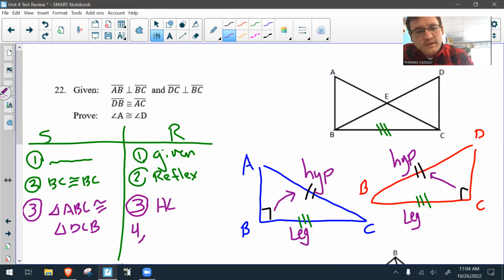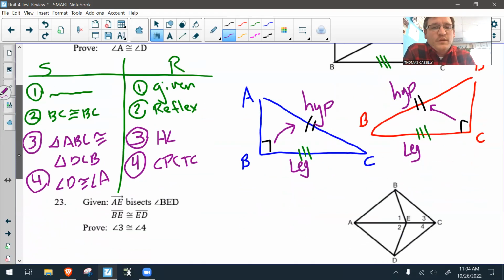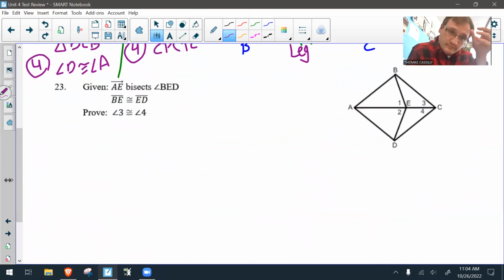And the very next step is we can finish this off. We can say angle A is congruent to angle D. And that is CPCTC. So that was only a 4-step proof. It looks more complicated than it really is. So again, split those triangles up. That's going to make your life just a little bit easier.